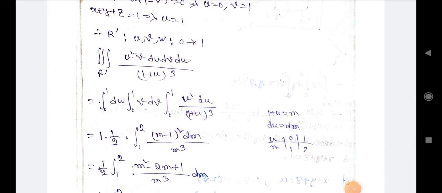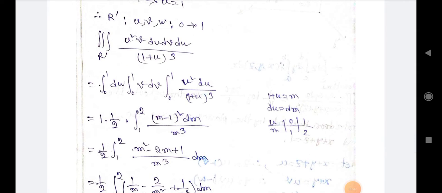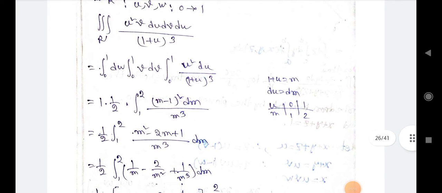Then the region is u, v, w tends to 0 to 1. Triple integration over R dash of u square v du dv dw by (1 plus u) whole to the power cube equals integration 0 to 1 dw, integration 0 to 1 v dv, integration 0 to 1 u square du by (1 plus u) to the power cube. Then putting 1 by u equals m.